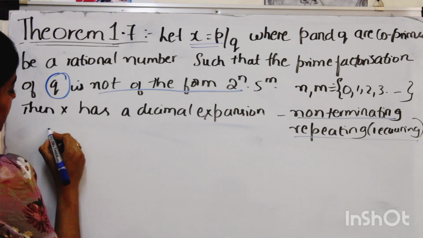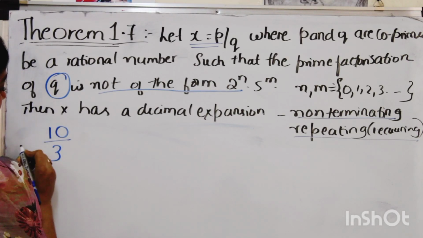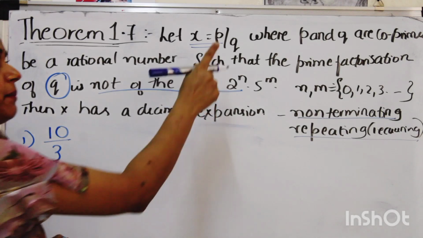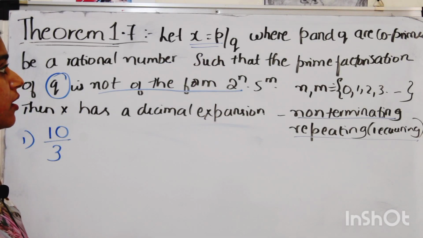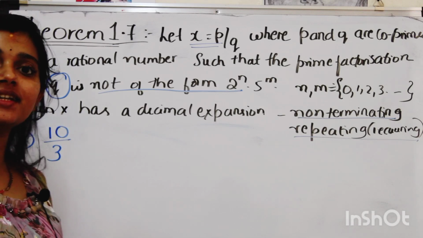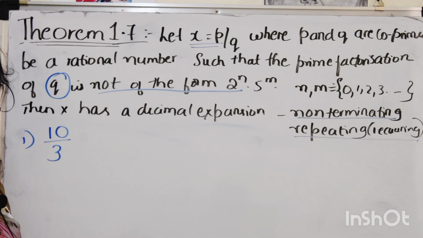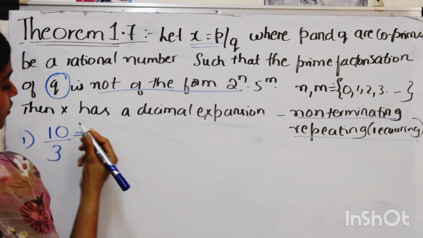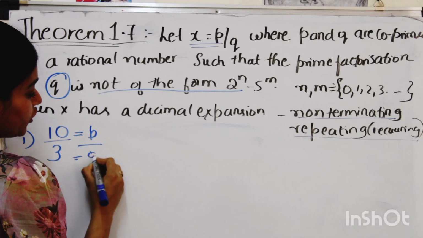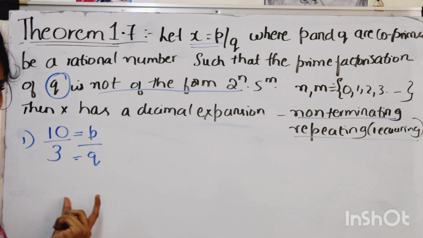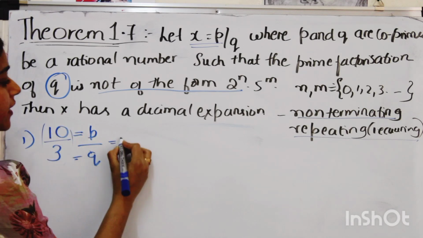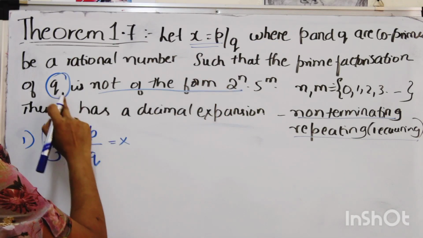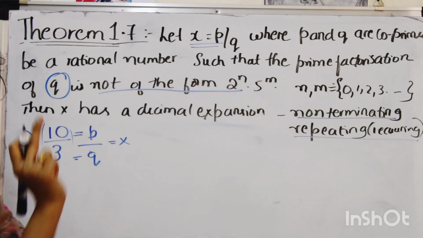Let's take one example, that is 10 by 3. Here 10 by 3 is in the form of p by q and is a rational number, and 10 and 3 are co-prime because there is no common factor between 10 and 3. Take 10 as p and 3 as q. So the whole 10 by 3 is called x, where x is equal to p by q and p and q are co-prime. That condition holds. Now we have to check that q is not of the form 2 to the power n into 5 to the power m.